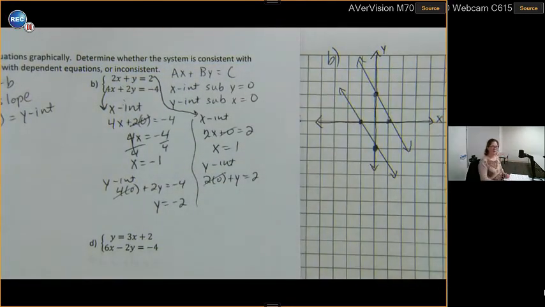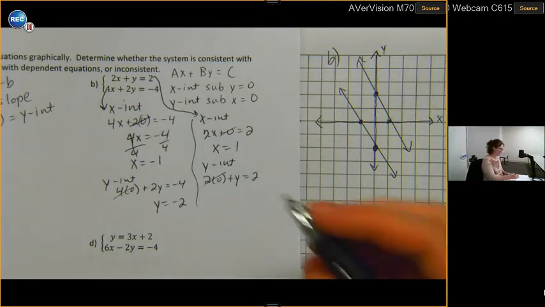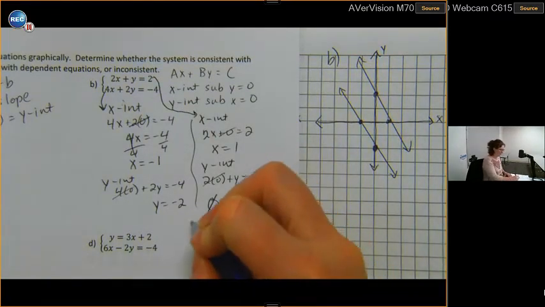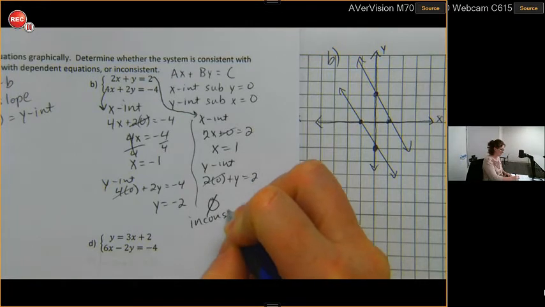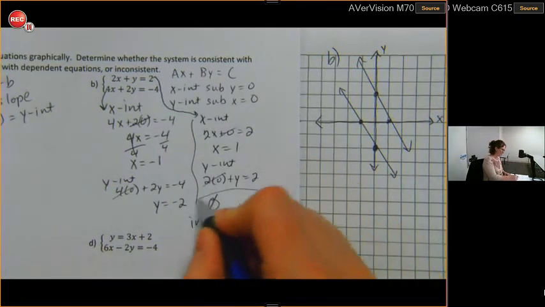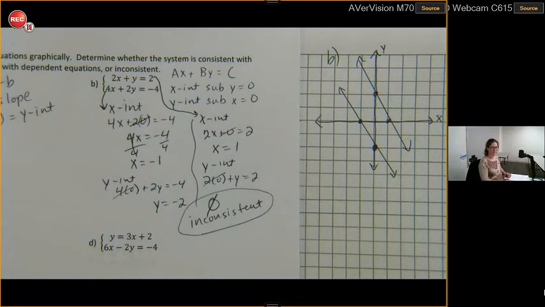Well, it appears I have parallel lines. Parallel lines is an inconsistent system. There is no solution. So I would put no solution or the empty set symbol, and I would say this is inconsistent. So there is no solution.